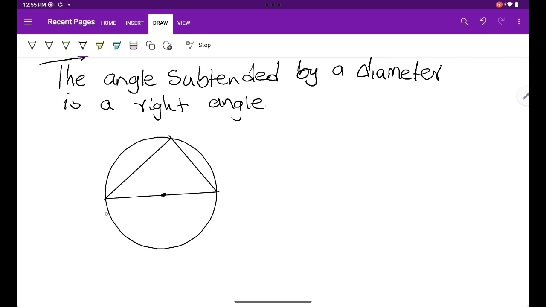We have a circle with a center, let's just say the center is O, and then we have a diameter AOB. The diameter AOB is subtending an angle, let's say angle C. Now the theorem states that the angle subtended by a diameter is a right angle. So we need to prove that angle C is 90 degrees.